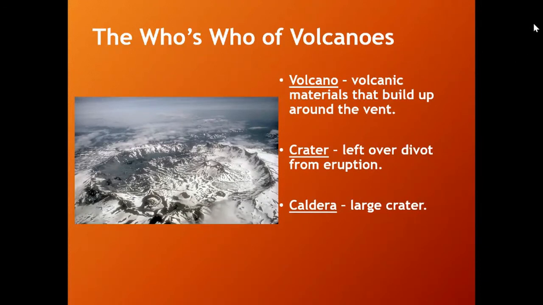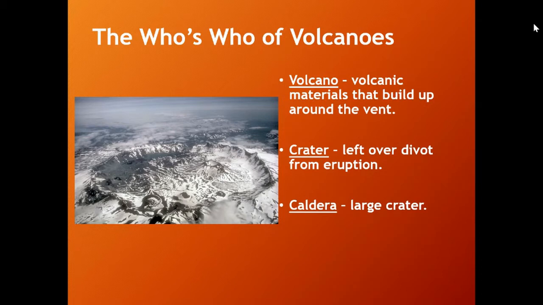The term volcano describes the materials that build up around the vent of the volcano. And of course, the more eruptive material, the larger the volcano. There are different types of volcanoes that build up, which we're going to talk about. A crater is a leftover divot from an eruption. Once you get the volcano built up, typically magma will pool up underground, and when it erupts, the magma comes onto the surface and leaves a space inside the earth, and that space drops down, typically giving you a little bit of a crater at the top of volcanoes.